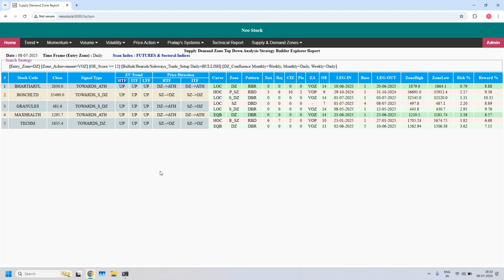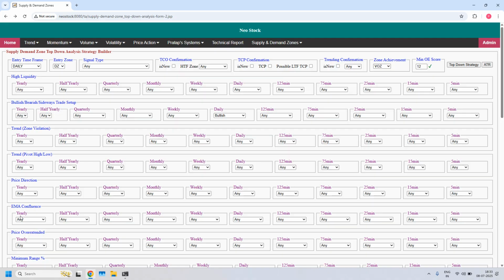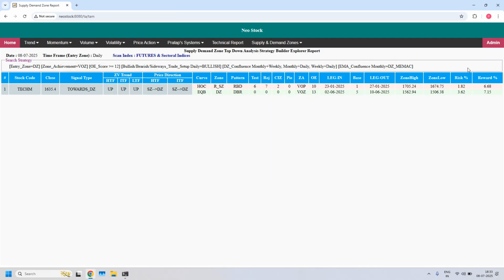Let us further filter based on monthly demand zone having monthly EMA confluence. We got 1 stock. This daily demand zone might be having more high probability to get success, provided less than 20 checklist items are satisfied. Otherwise zone might be violated. Okay, this is about bullish trade setup for monthly income trade.